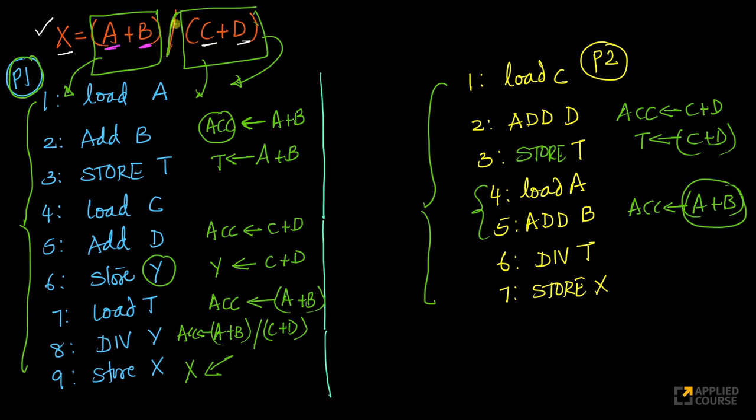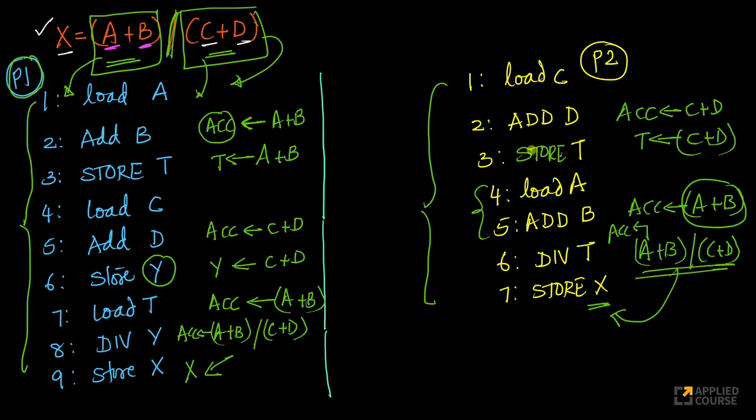Look at this. This is my division, right? This is my first operand, and this is my second operand. My accumulator already contains the first operand. So if I just say div T, what happens? A plus B divided by T. What is T? T is C plus D. This value goes into my accumulator. So my accumulator becomes A plus B divided by C plus D, and store X, which means into my X, I'll get A plus B divided by C plus D.